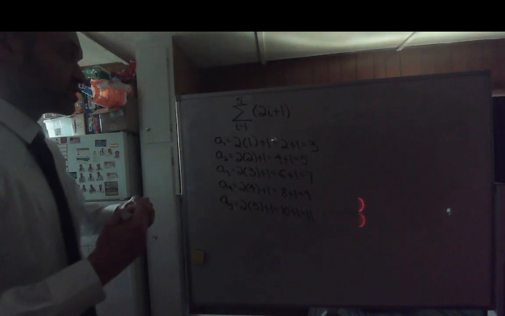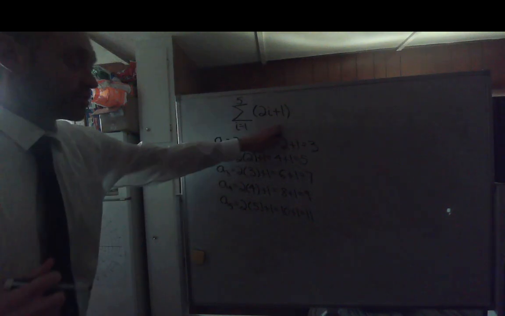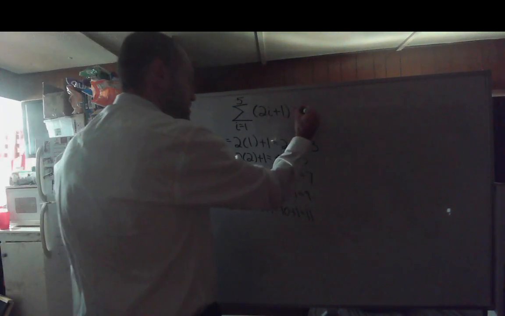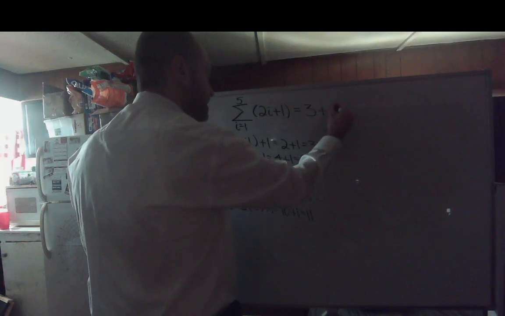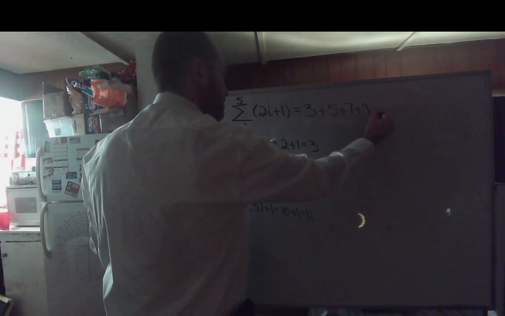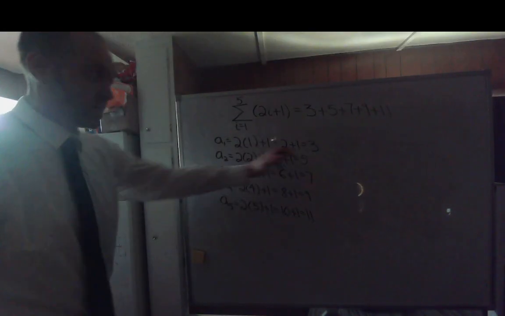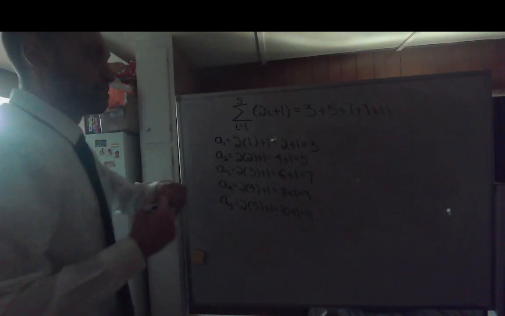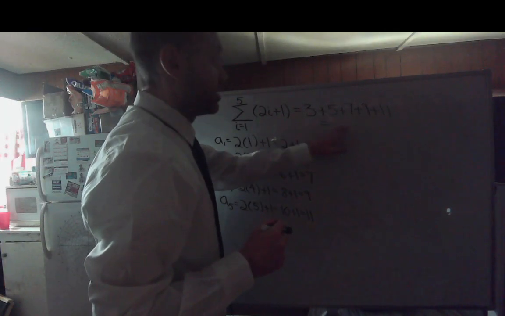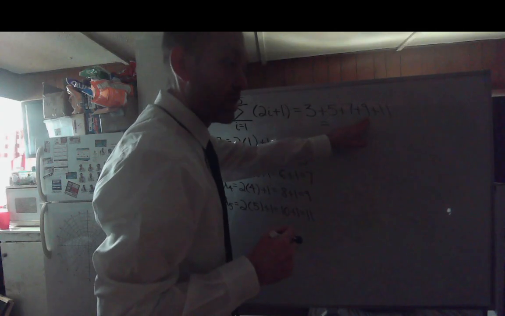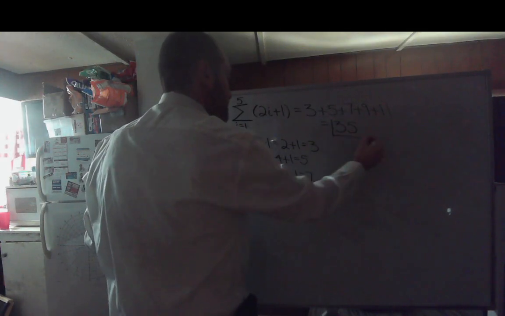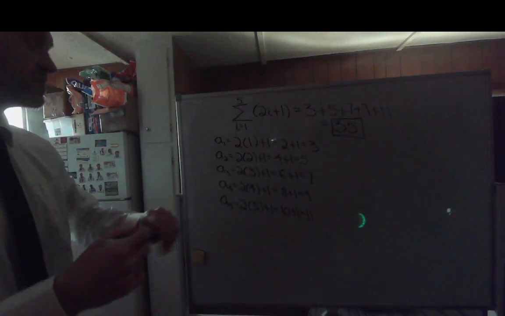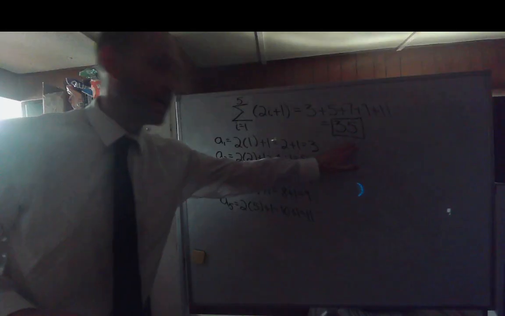Now that we found the first 5 terms, this is literally saying here that we're going to take all 5 of these terms, we're going to add them together. So that'd be 3 plus 5 plus 7 plus 9 plus 11. We're taking all 5 of those terms and going to add them together. Well, let's go ahead and do that. So 3 plus 5 is 8, plus 7 is 15, plus 9 is 24, plus 11 is 35. So this particular sum, once we add the first 5 terms together, would give you 35.